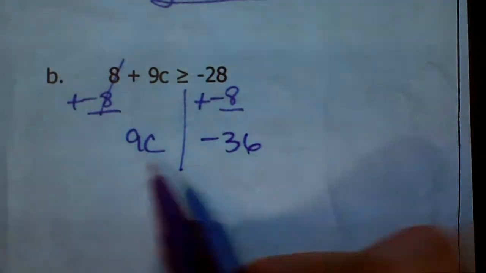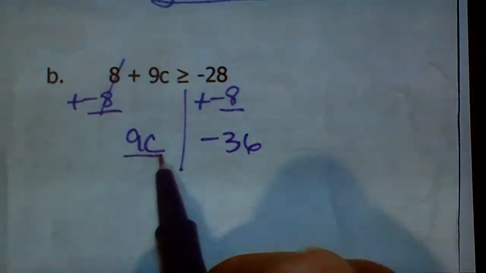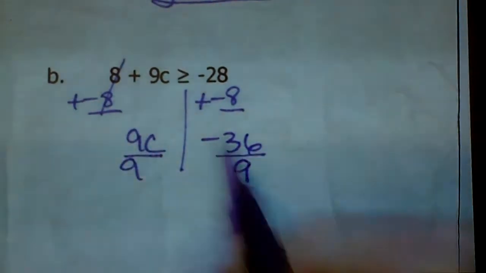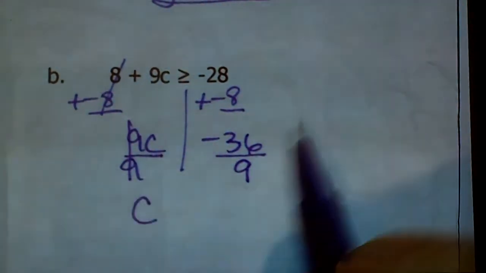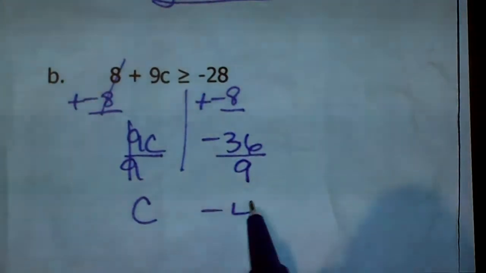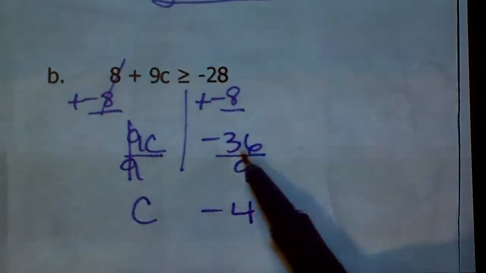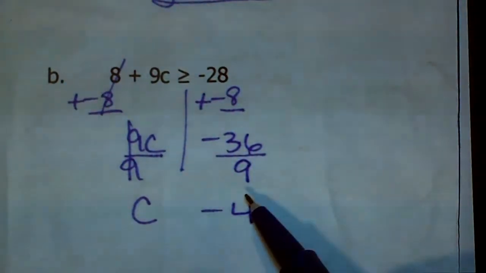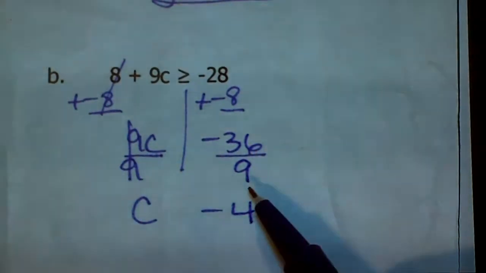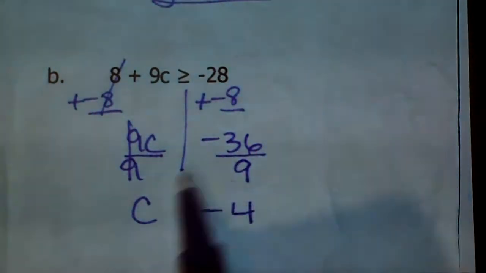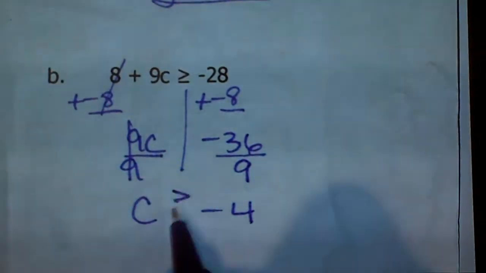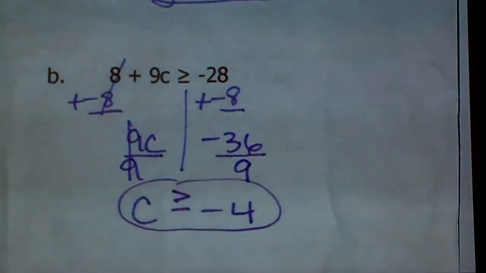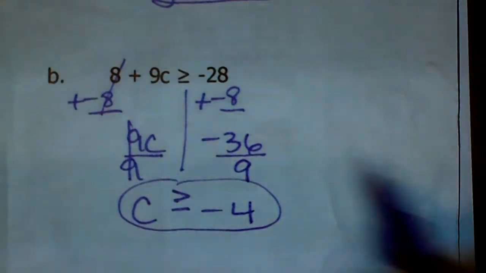Now, I need to get rid of this 9. It's being multiplied by the c, so I'm going to divide each side by 9. 9 divided by 9 is 1, and 1c is c. Negative 36 divided by 9 is negative 4. Now, I know that there's a negative sign here, but I'm not dividing by a negative. I'm taking a negative divided by a positive. I don't need to flip the sign in this one because the coefficient here wasn't negative. So I'm going to keep this as greater than or equal to. So c is greater than or equal to negative 4.